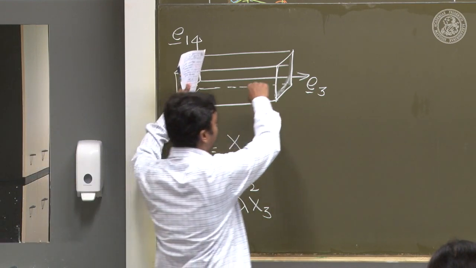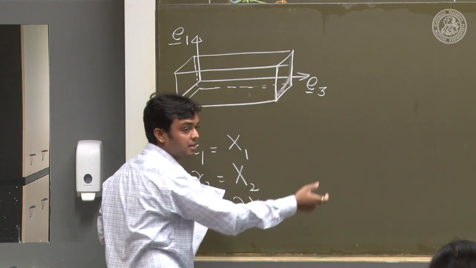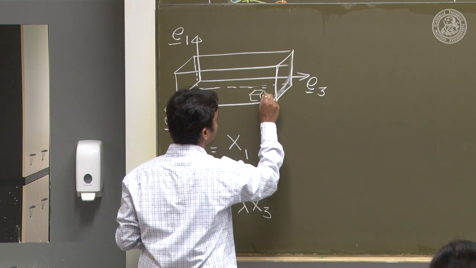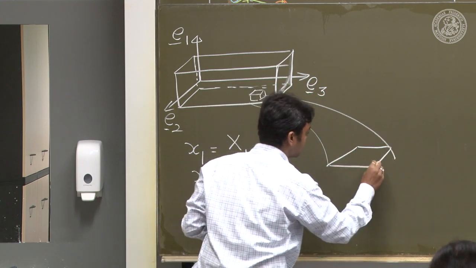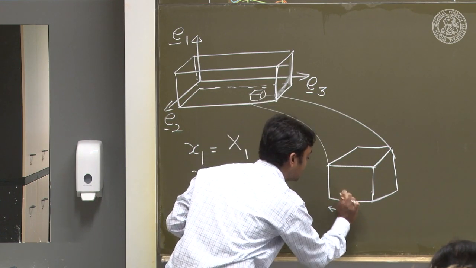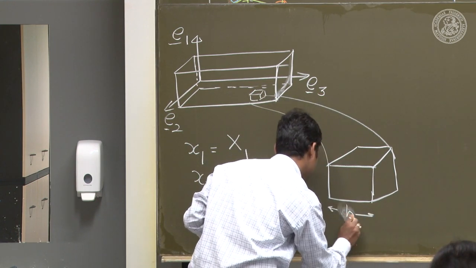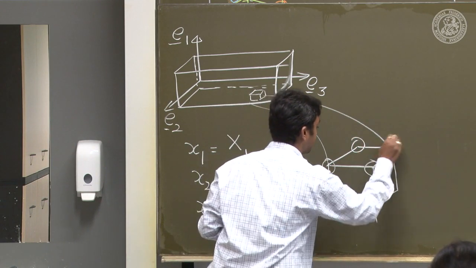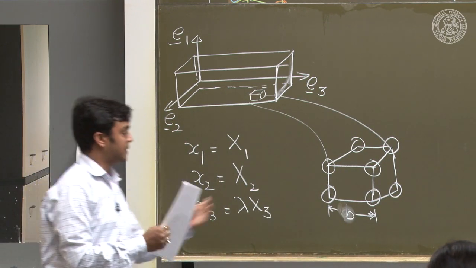So if I stretch my rod in this direction by lambda, and I look at the atomic level and take out a small unit cell from it, and if it has a side length, not A, let me use B, what will be happening after the deformation when you apply this map? What will be happening to this length?